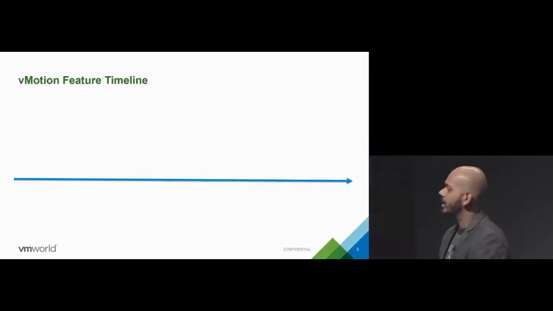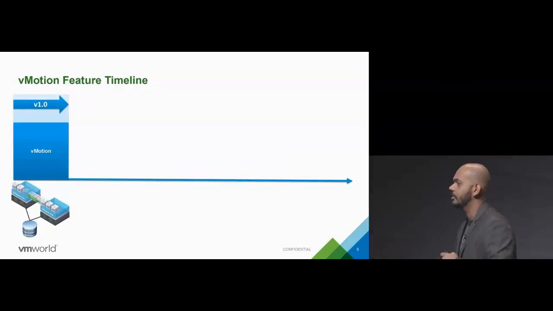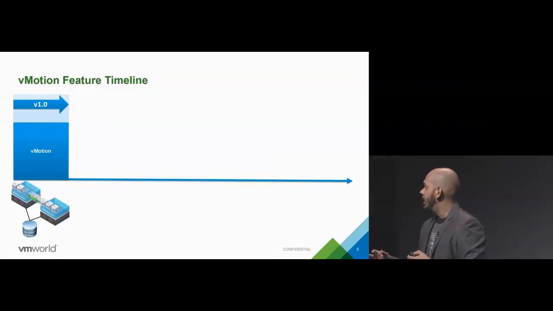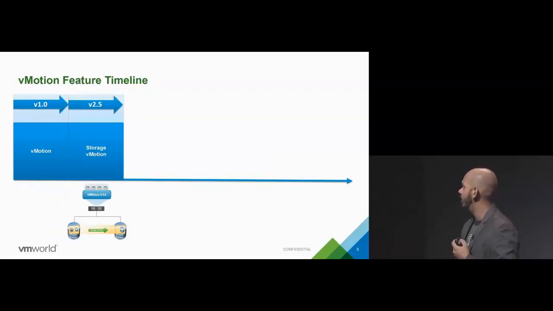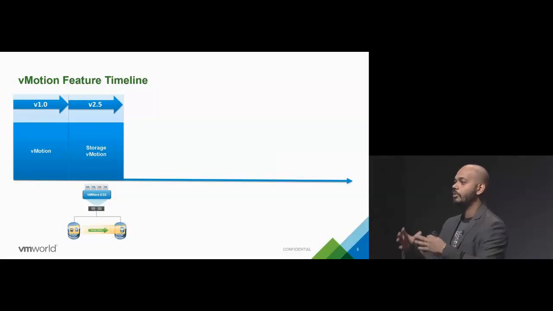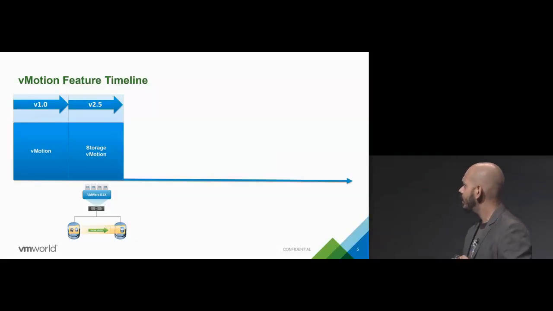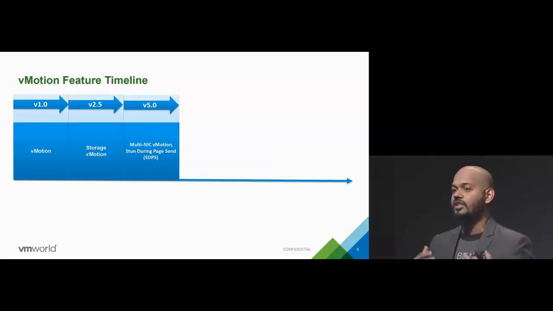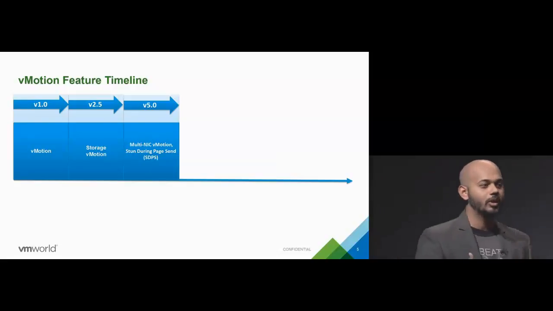Some history about vMotion. We launched vMotion with vCenter 1.0 a long, long time ago, and I'm sure you all remember. At that point, it was just about migrating from one compute resource to another. It was pretty cool back then, but we never stopped there. Next, in 2.5, we did Storage vMotion, where you could migrate from one datastore to another while the compute resource still resided on the same machine. Then we did multi-NIC vMotion. This was pretty cool because you could now do much faster vMotion. We basically expanded the bandwidth available to you so that you could vMotion much, much quicker.